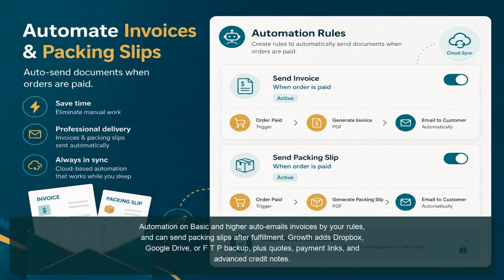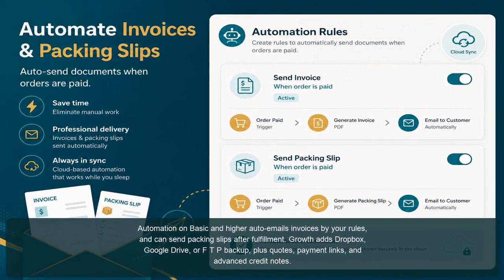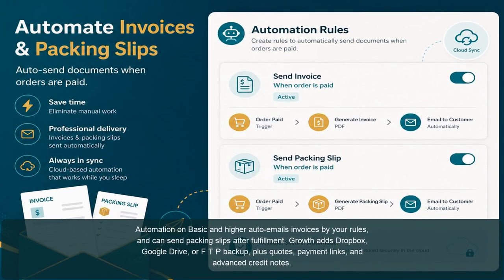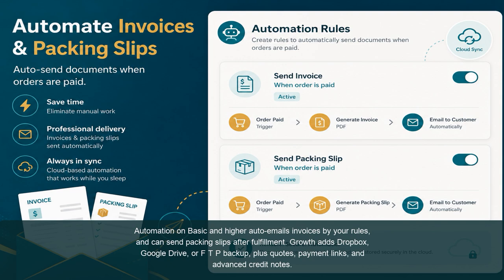Automation on Basic and higher auto emails invoices by your rules, and can send packing slips after fulfillment. Growth adds Dropbox, Google Drive, or FTP backup, plus quotes, payment links, and advanced credit notes.